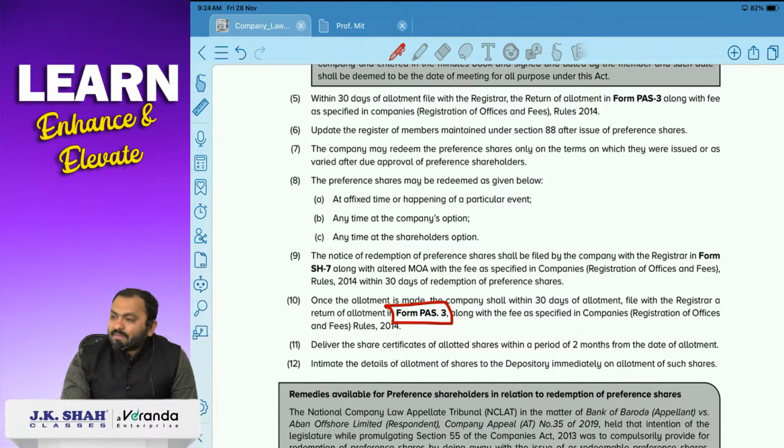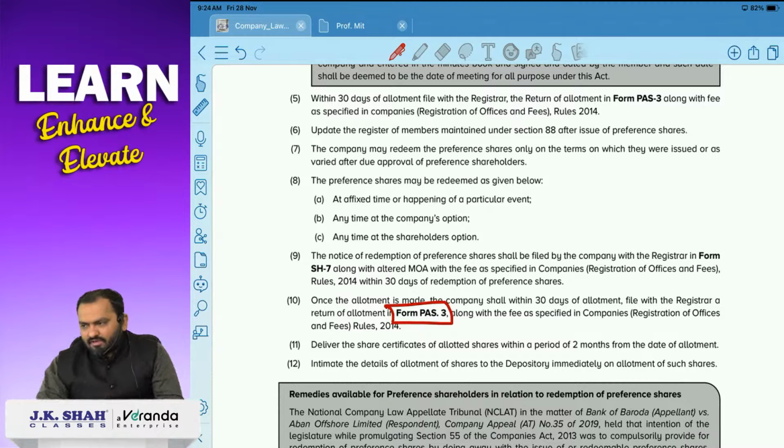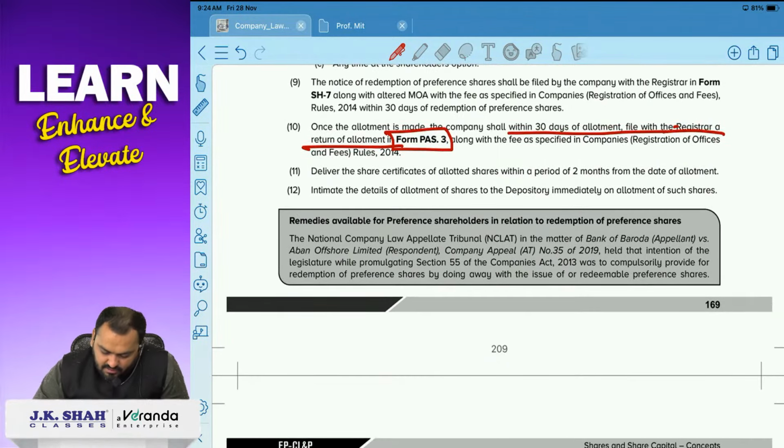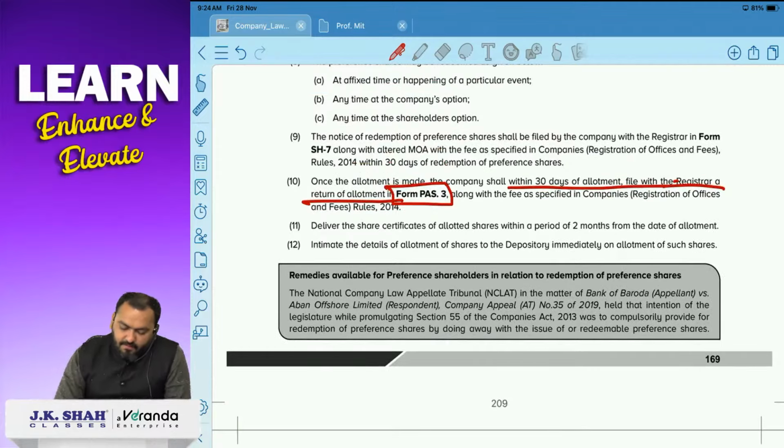Whenever company makes any type of allotment, company has to file a return in form PAS 3. Any type of allotment. So here company is allotting what? Preference shares. So company has to file a return in form PAS 3 with ROC. Okay, that's same, within 30 days with ROC. A return of allotment. Is this clear to everybody? Yes.